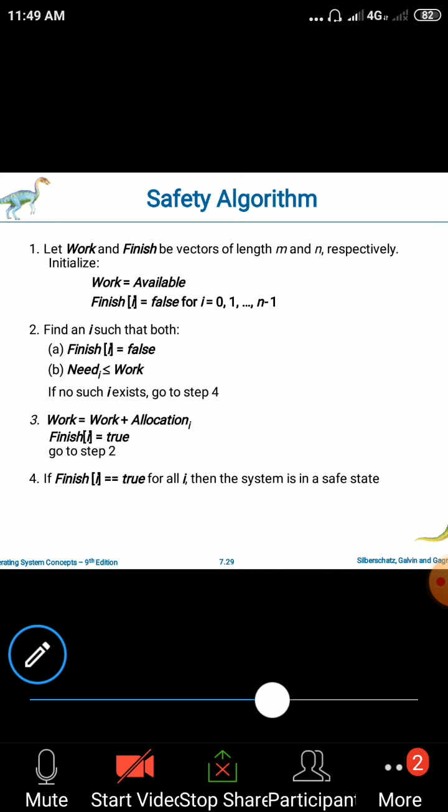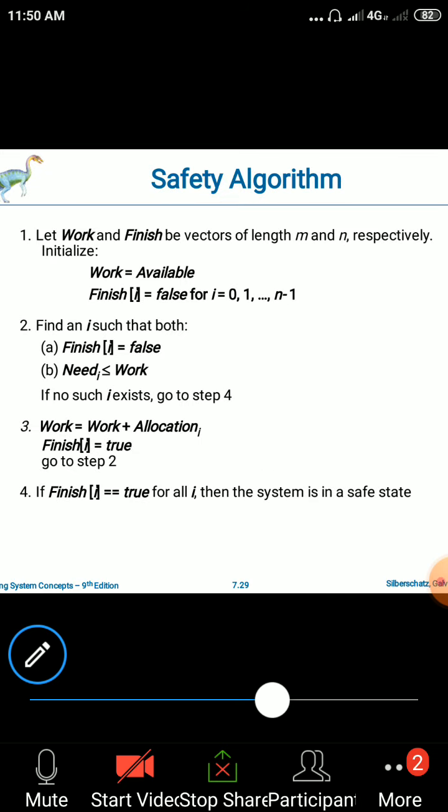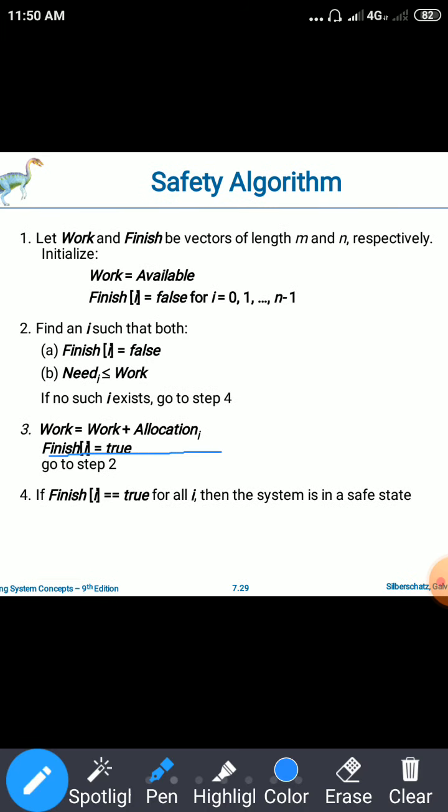So if these two conditions are satisfied, then the resources will be allocated to the requested process and we assume that the process has completed its execution. After the process completes its execution, it releases the resources, that is, Work = Work + Allocation and Finish[i] = true. What it indicates is that after the process completes its execution, it releases the resources, so Finish[i] is set to true. It indicates that the process has completed its execution and released the resources.